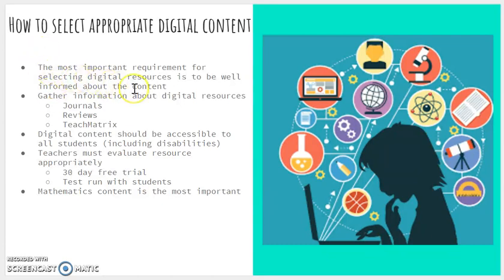And next we have how to select appropriate digital content. The most important requirement for selecting digital resources is to be well informed about the content. The teacher should, ahead of time, research this tool they want to use and figure out how students are going to be using it and if students are capable of using it. Teachers should also gather information about the digital resources. This includes maybe reading journals about the resources, reading reviews of other teachers who've used it, or using Teachmatrix, which gives an evaluation of different resources available.